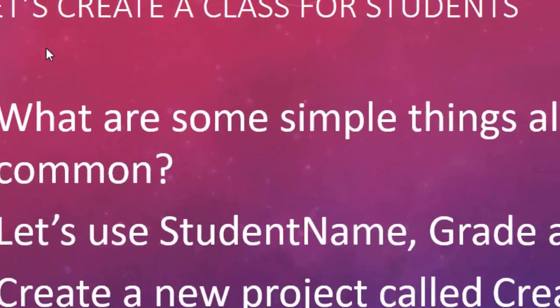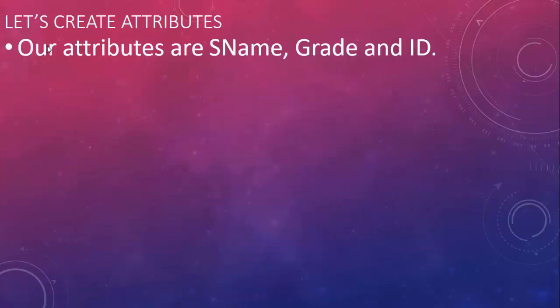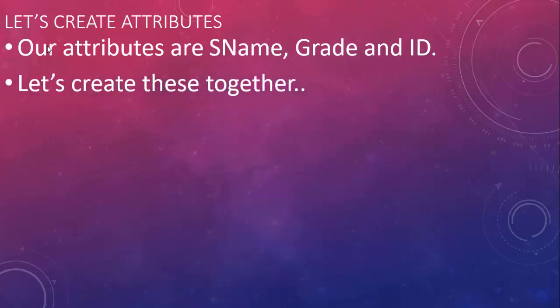So we said we're going to do student name, grade, and ID. So we're going to create the attributes inside. We're going to call it sname, just a shortened student name. If you want to do student name, you can. We're going to do sname, grade, and ID. And we're going to create them together, which is what we're about to do, flipping back over.